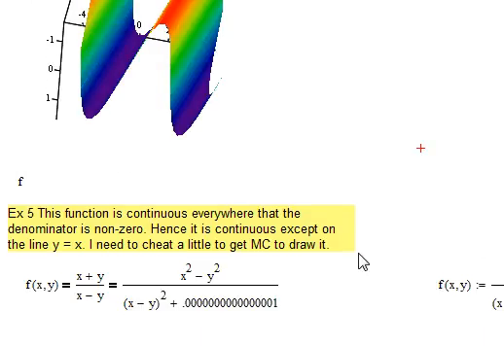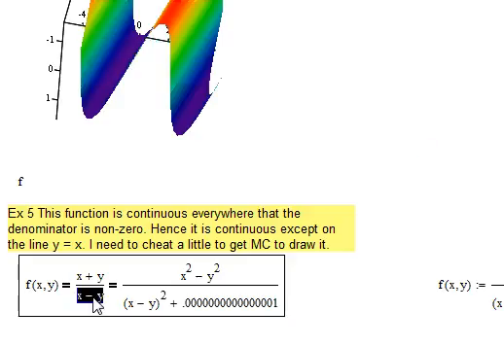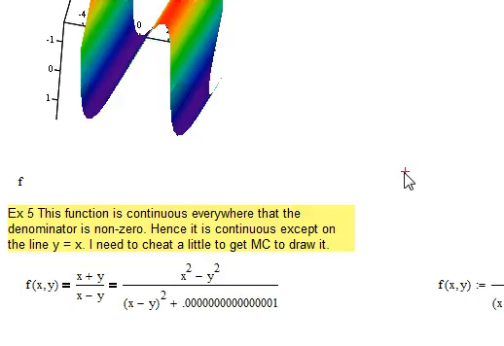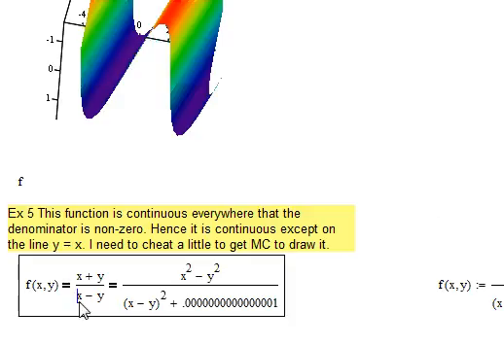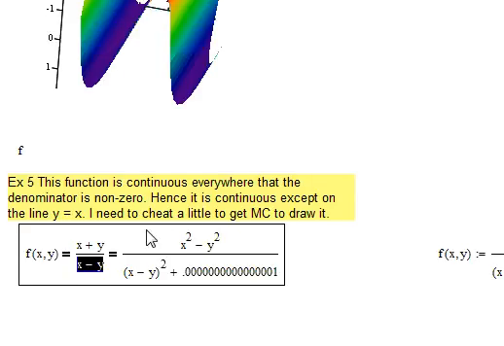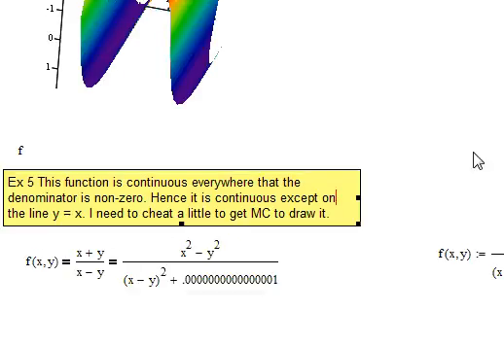This is a function that's continuous everywhere that the denominator is non-zero. Hence it's continuous except on the line y equals x. Unfortunately, I couldn't get MathCAD to draw this because the line y equals x goes through the origin and is part of every possible grid I could draw. So I needed to cheat a little bit, and I hope I'm still getting a good drawing.